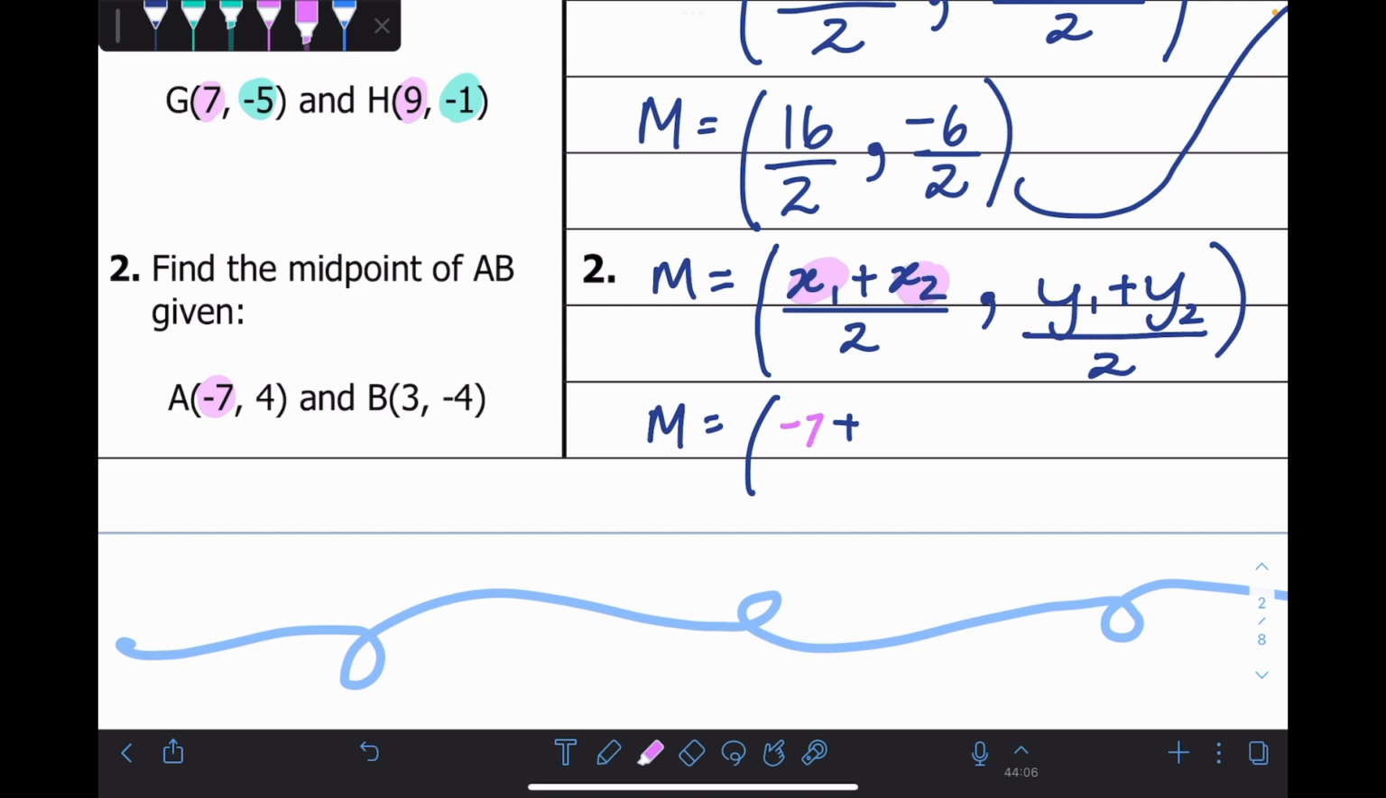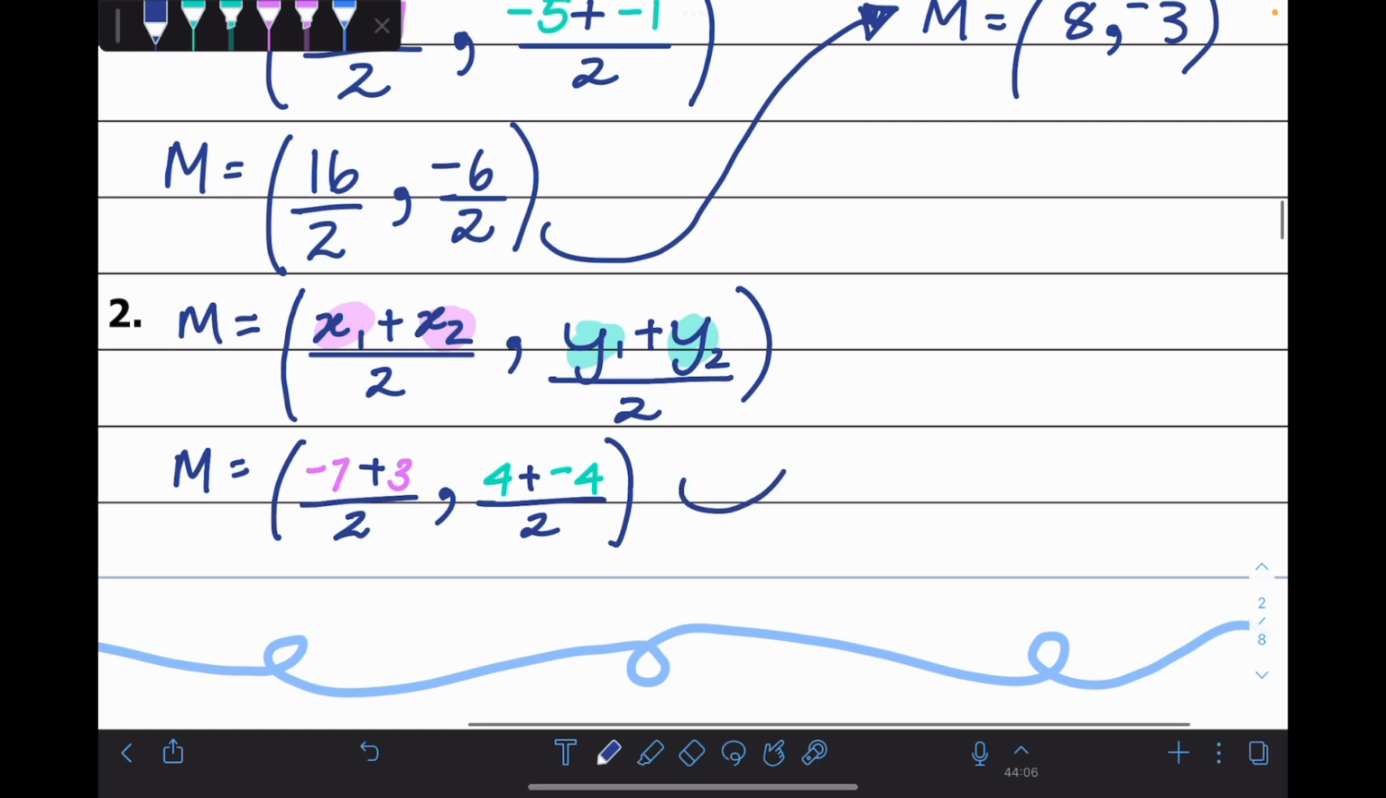All right, x2. Well, second point, x value is 3, divided by 2. Now looking at our y1, which is 4, plus y2, divided by 2. There we go.